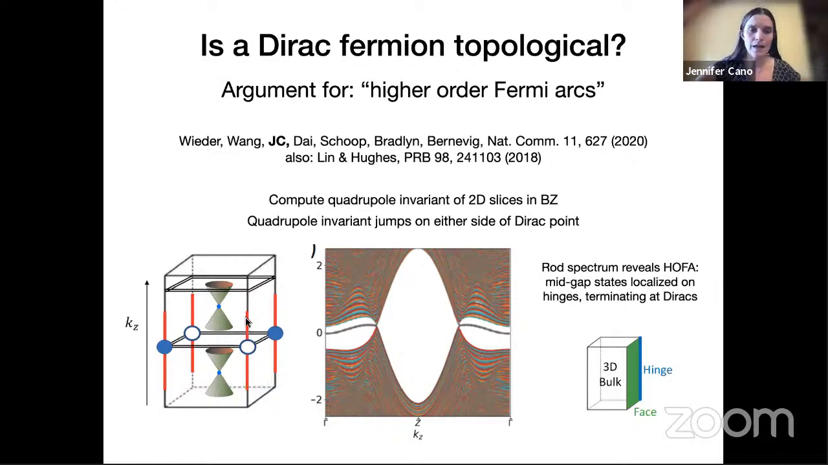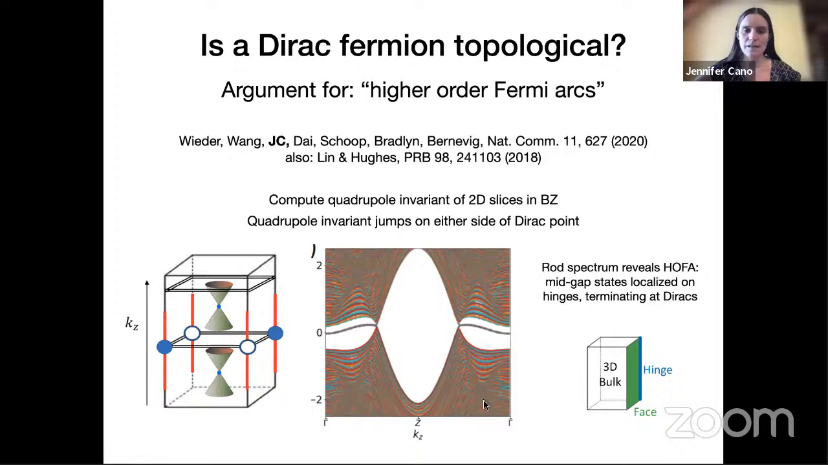These modes are localized on a hinge where two surfaces meet, and they end at the projections of the Dirac points on this hinge. And I should say that what we're thinking here, again, is this hybrid real space momentum space picture that I talked about for Weyl fermions. Here, the z direction is infinite. So we have kz, a good quantum number in momentum space in the z direction, but the x and y directions are finite. And so we're talking about surfaces which are normal to x and y, and then the hinge is the place where those two surfaces meet.